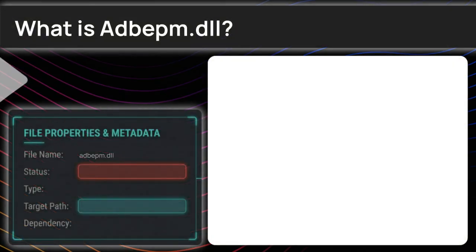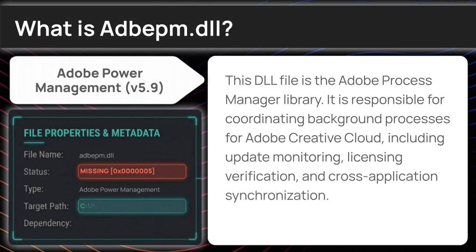This DLL file is the Adobe Process Manager library. It is responsible for coordinating background processes for Adobe Creative Cloud, including update monitoring, licensing verification, and cross-application synchronization.